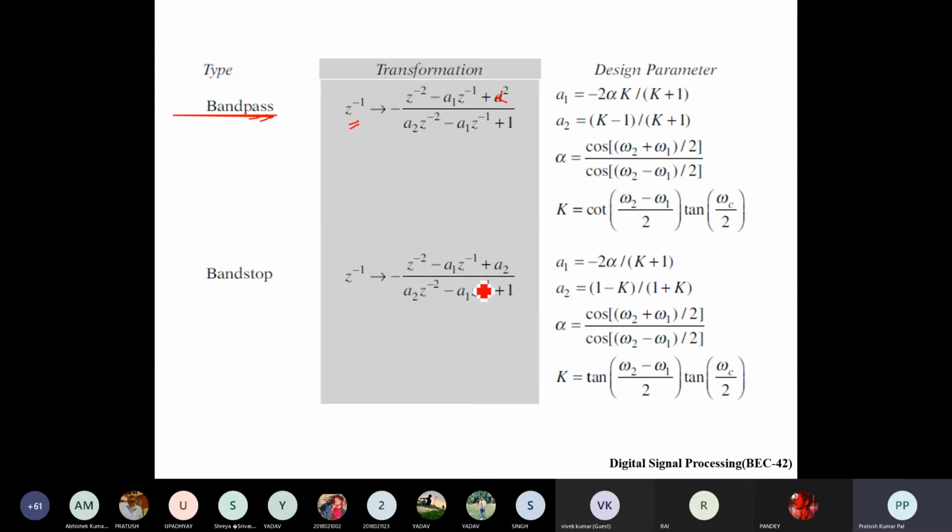Similarly, in case of a band stop filter, if we need to convert from a low pass filter, we will be replacing z inverse by this term, and this is the constant value. So in this frequency transformation, we are converting either an analog filter to another analog filter with a different cutoff frequency, or to another filter with different overall functioning. A low pass filter will be converted to high pass, band pass, or band reject.